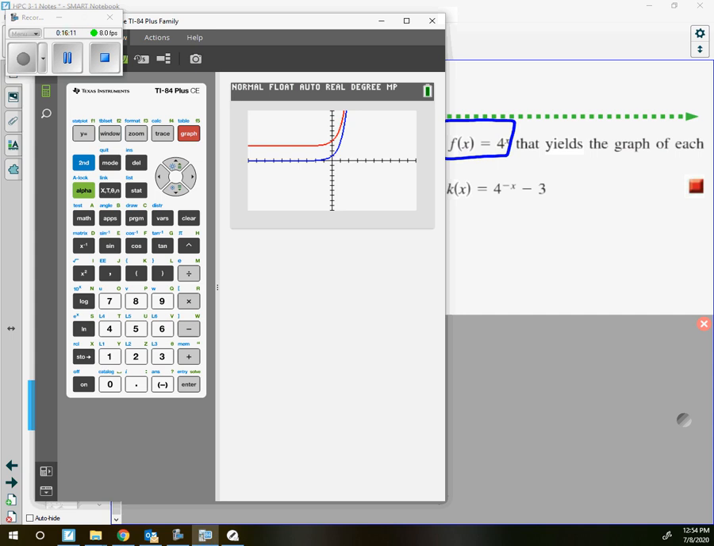Everything moved up. So be aware, when you move the graph vertically up or down, it will affect your asymptote and your range, your output values, and also your y-intercept. Instead of being at 1, if we move up 3, now it's at 4. You can see that really nicely on your graph.